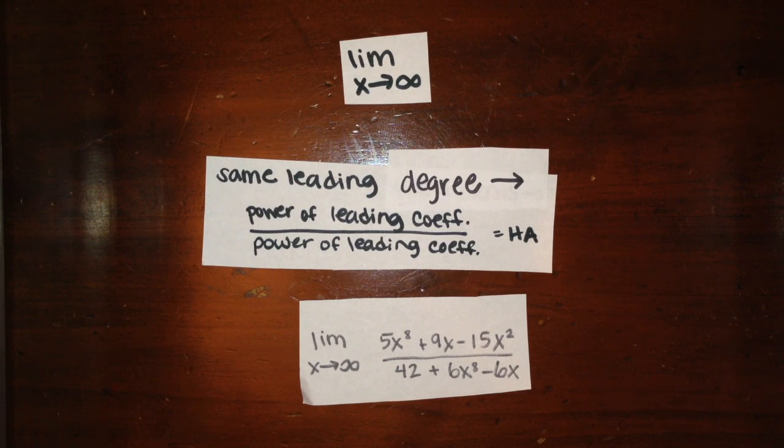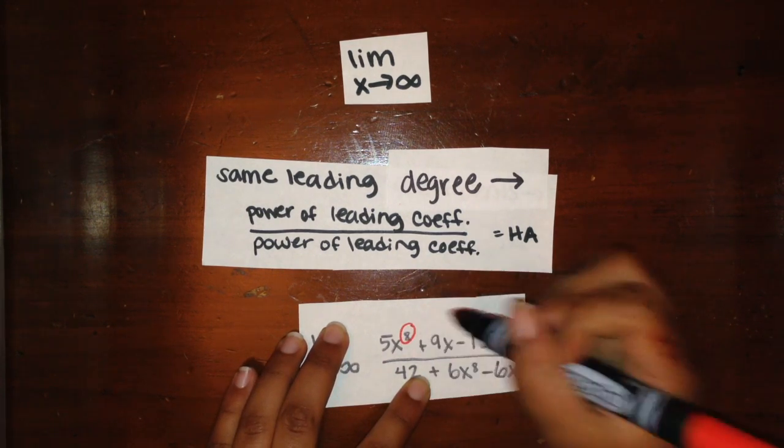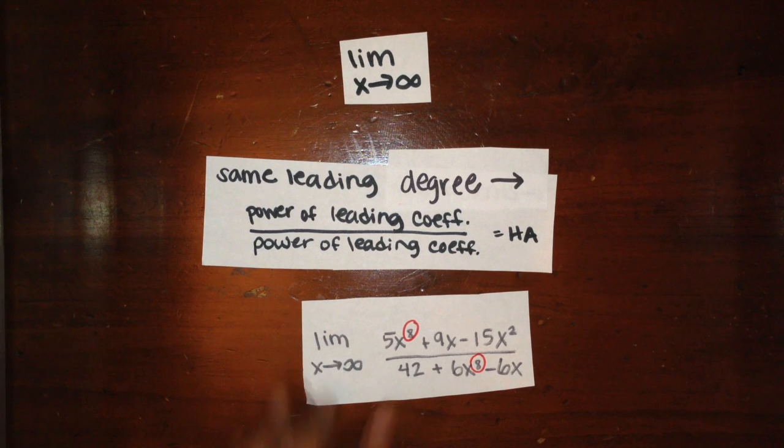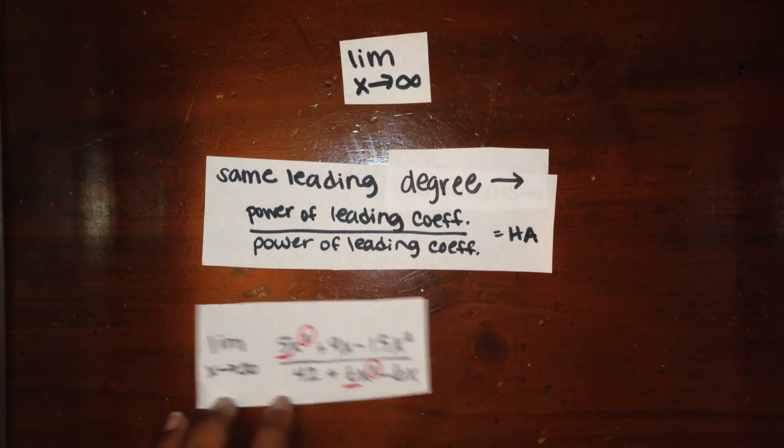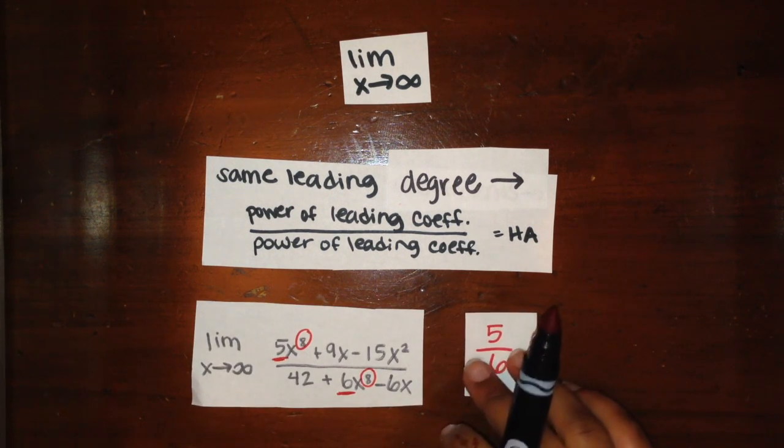So let me just take out my marker and mark this. Since our highest degrees are both 8, you're going to single out this 5 and single out this 6 and divide them, and your answer here is going to be 5/6.